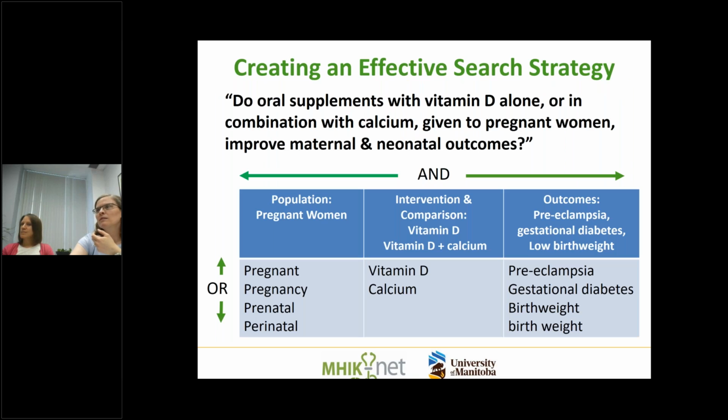So for our question about oral supplements for vitamin D, we've got a little chart going on here. We've got our population, which is pregnant women, over on the left. In the middle, we've got our intervention, so the vitamin D and the calcium, and then outcomes. And we've thrown out some outcomes there, right? You'll notice that I've got and going across the top and or going up and down. Because when you're doing a literature search, usually there's a lot of different ways to say the same thing, right?